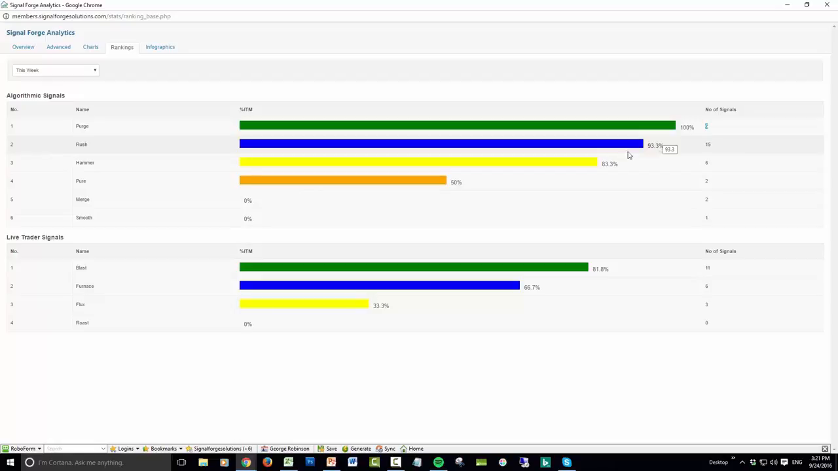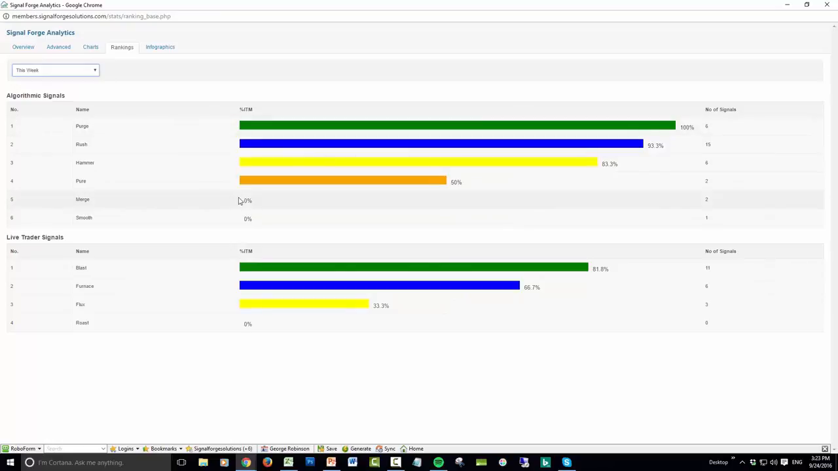Rush, 93% accurate. Hammer, 83%. Down here, Pure was 50%. So again, anything below around 56% you'll find will not be profitable. And we'll cover that in a minute. So this system here was not profitable for the week, Pure. And then down here on the manual trades, these two are good, and this one down here wouldn't have been profitable for the week. Obviously overall, you would have been fine though.